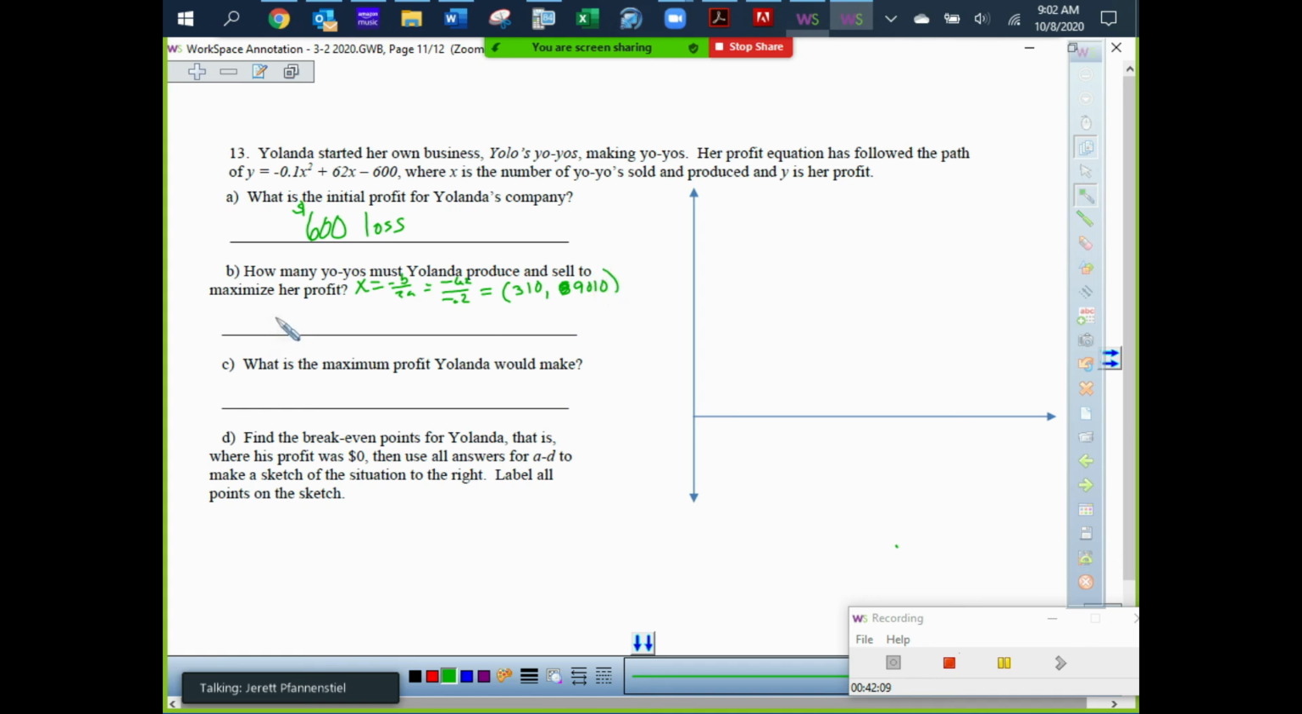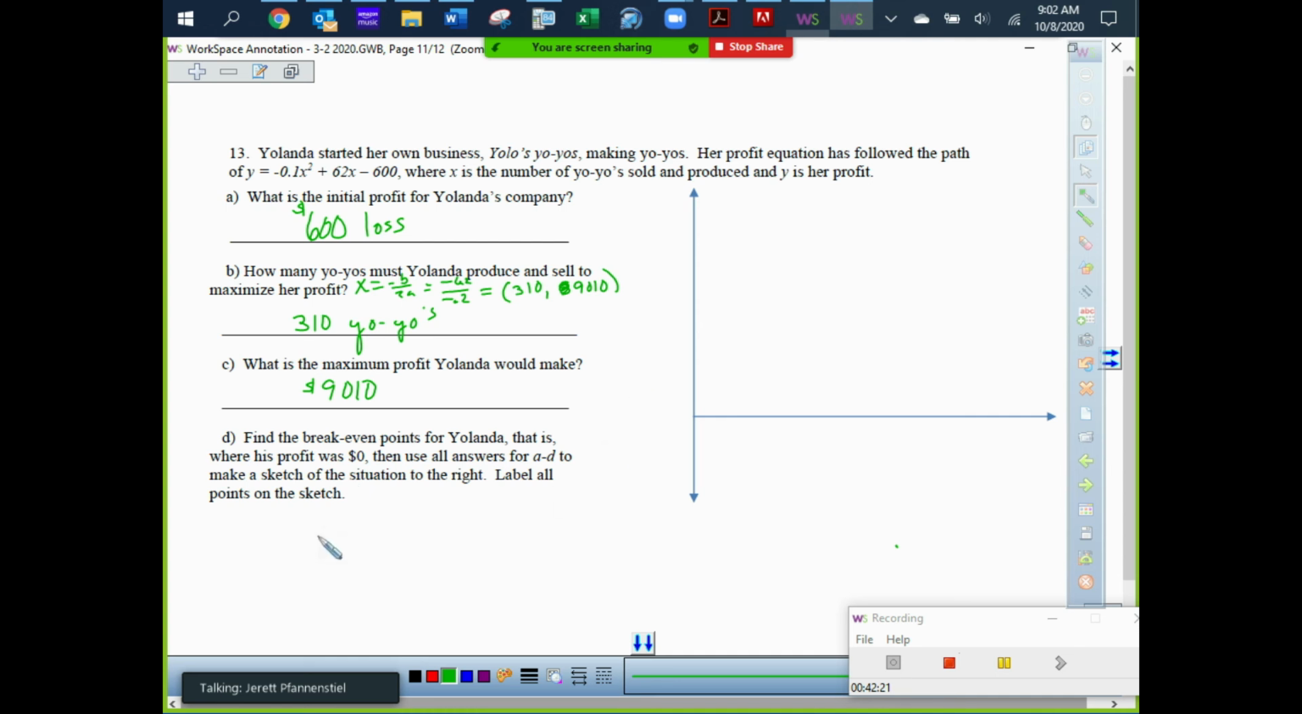So her maximum, how many yo-yos should she sell? 310 yo-yos, and a maximum profit of $9,010. Not as much money as old lawnmower boy, because guess what? Yo-yos are cheap, and not very many people are buying them compared to lawnmowers. More people want to buy a lawnmower than they probably need a yo-yo.